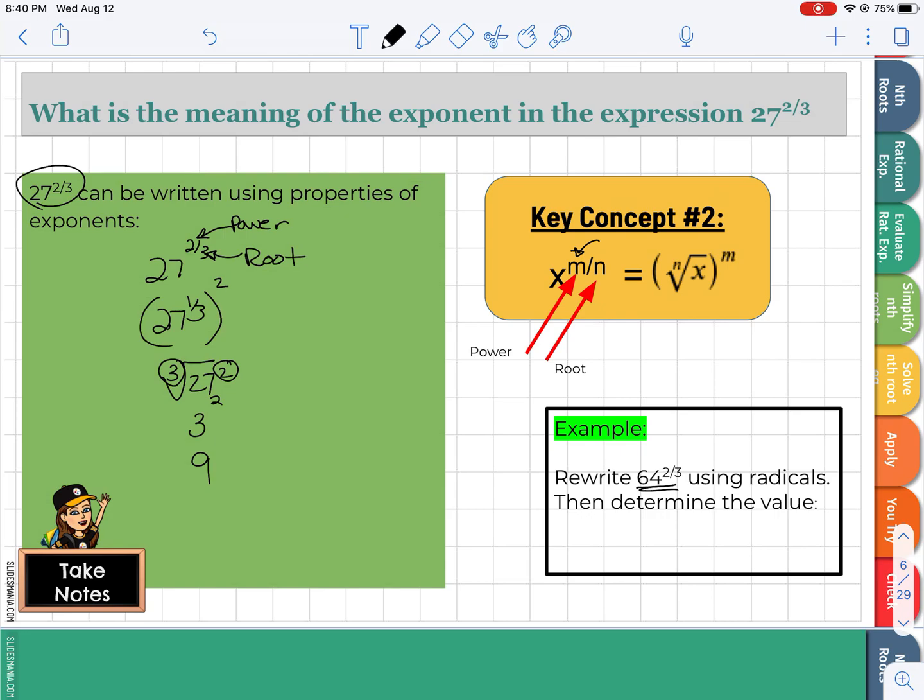Now, if I want to apply that, let's take a look at our example over here. We have 64 to the 2/3. That's written as a rational exponent, and they want us to rewrite it using radicals. So again, the bottom number is the root, and the top number is the power. So that's the same as writing the cube root of 64 squared.